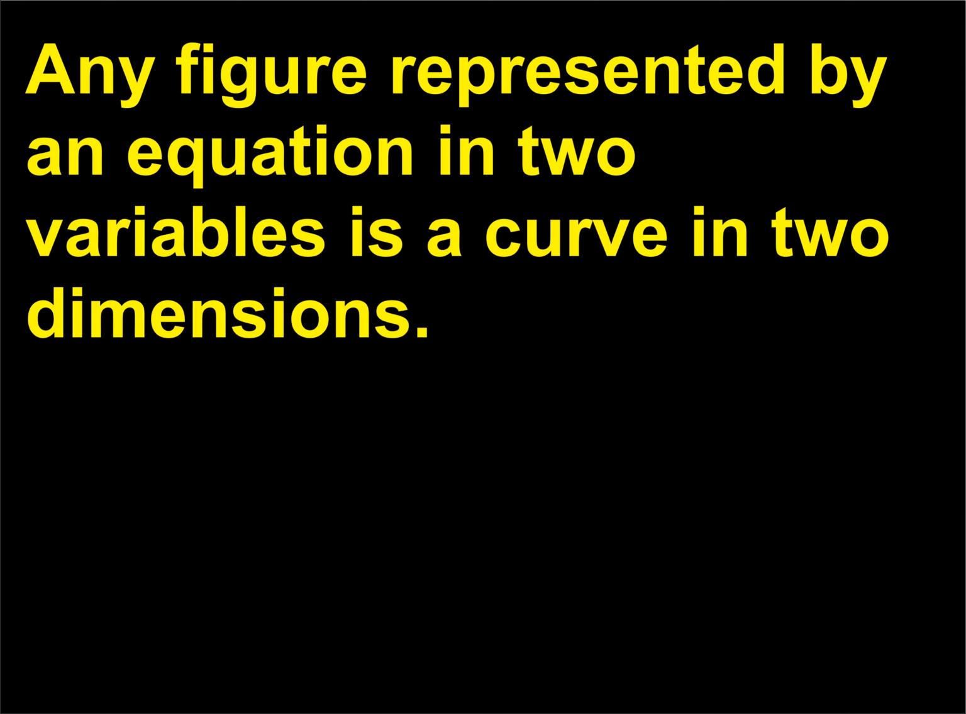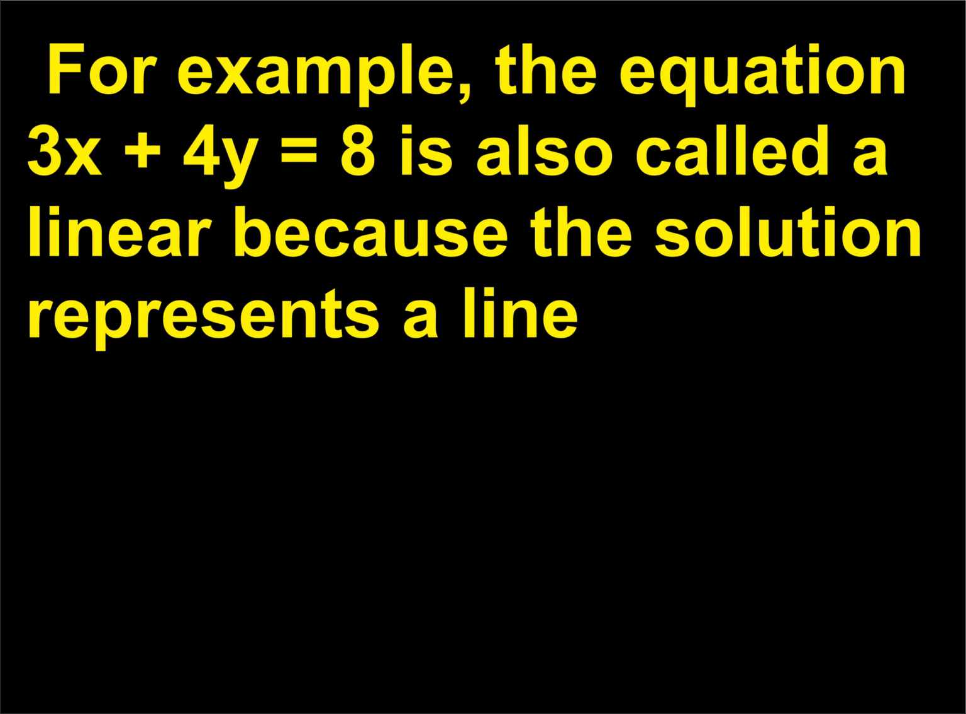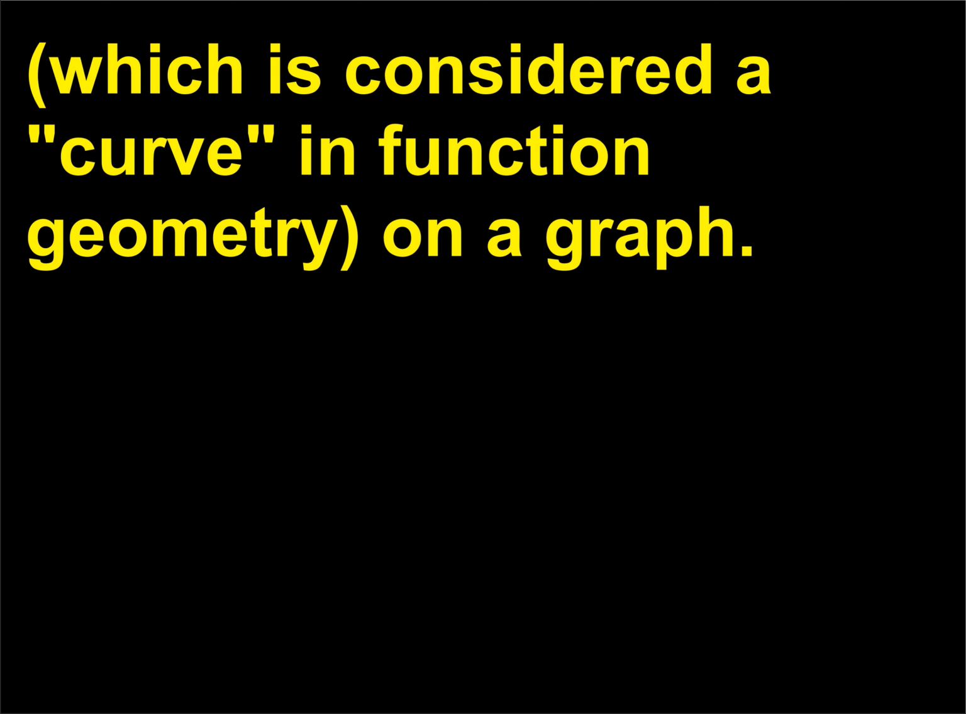Any figure represented by an equation in two variables is a curve in two dimensions. For example, the equation 3x + 4y = 8 is also called linear because the solution represents a line, which is considered a curve in function geometry, on a graph.